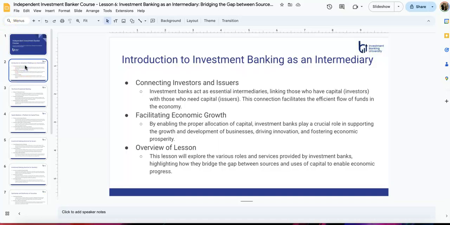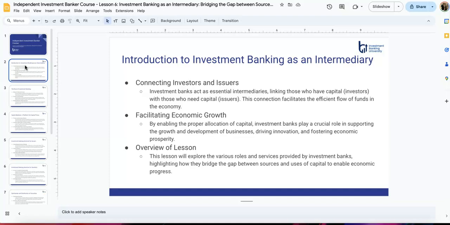In terms of an introduction to investment banking as an intermediary, we're talking about connecting investors and issuers. Investment banks act as essential intermediaries, linking those who have capital, investors, with those who need capital, issuers. The connection facilitates the efficient flow of funds in the economy and helps facilitate economic growth. By enabling proper allocation of capital, investment banks play a crucial role in supporting the growth and development of businesses, driving innovation and fostering economic prosperity.